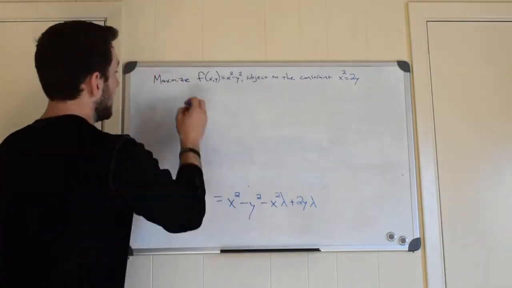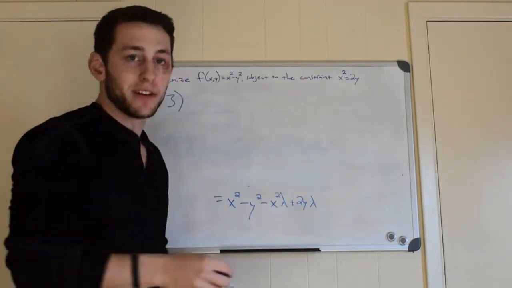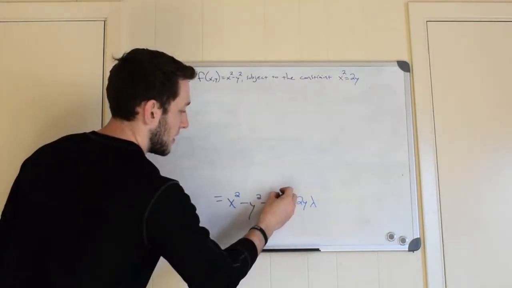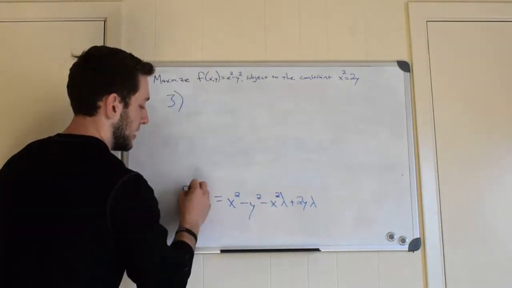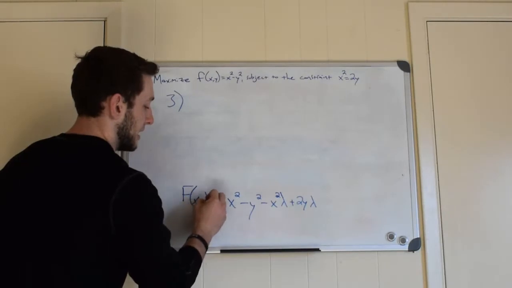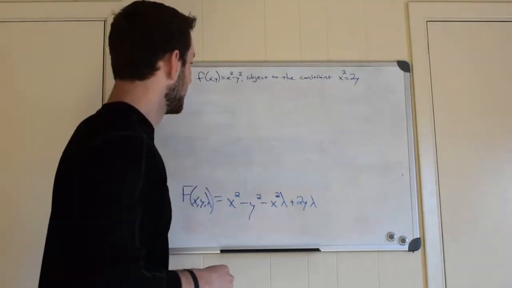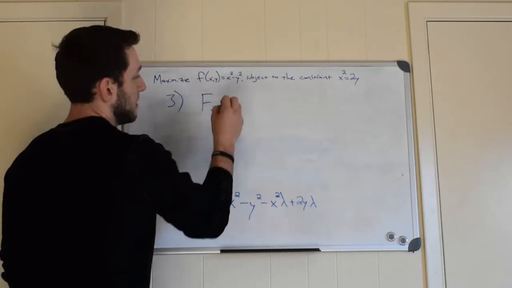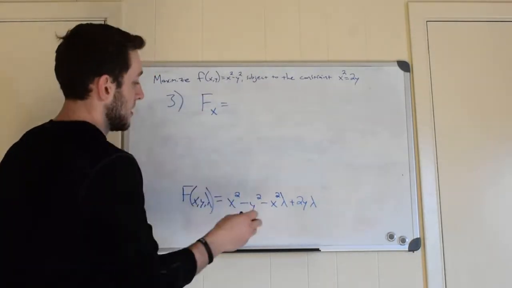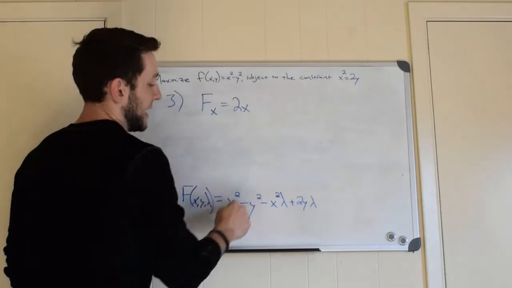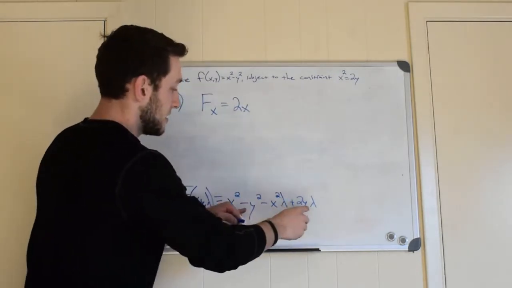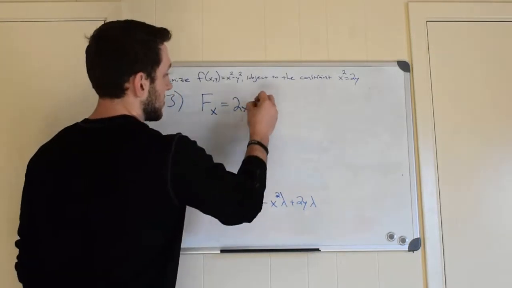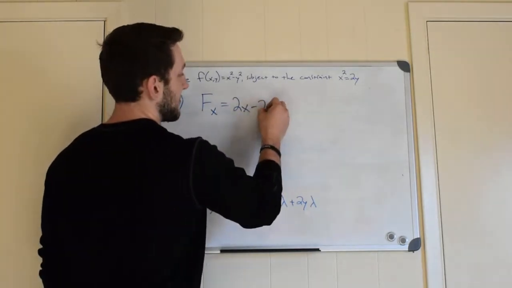Step 3 is going to be find the partial derivatives of this guy. So recall that this was my function F of x comma y comma lambda, capital F. Step 3 said find the partials. Capital F sub x, well, derive this with respect to x, and we got a 2x. These terms will become 0 because there's no x. And last but not least, this term will become a minus 2x times lambda.